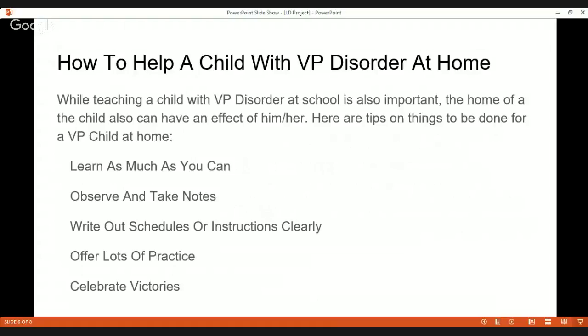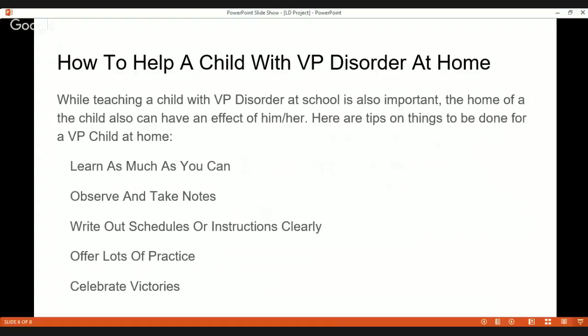Observe and take notes on what happens with your child in the home. Maybe something that they're doing at home could translate to something they're doing in school, or vice versa. If you notice something, write it down. Maybe you can take it to the teacher and say, I noticed this from my child last night. Is he or she doing it here, or can this help him or her in your class?